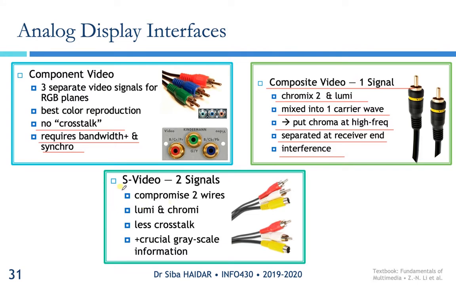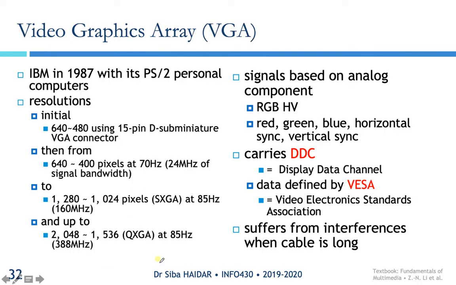The third type is the S video, which said, okay, we will use only 2 signals. This is a compromise between the component video and the composite video. This is the S video, okay, and this will cause less crosstalk. We have our very important Y channel alone, and the others are the chroma channels. It's okay to mix them. So the more crucial grayscale information is separated from the chrominance.